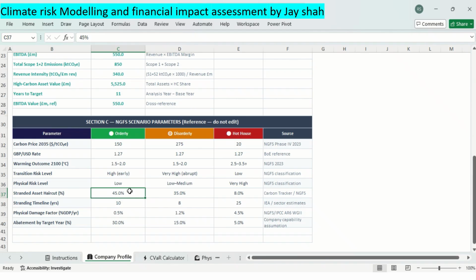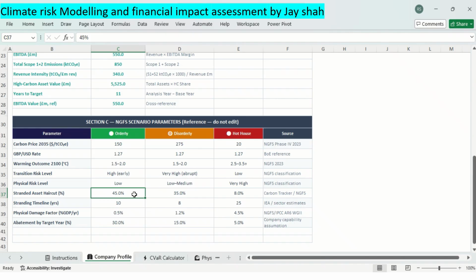Similarly, if you see the standard asset haircut in orderly, 45%, it is the fraction of high carbon asset value written down under an orderly 1.5-degree pathway, and it is very important to understand how the percentage can be defined. It is highest under orderly because the aggressive policy transition makes fossil fuel assets least economically viable, as we already calculated in the high carbon asset values. And it is important to see the reference source through the IEA Net Zero Emissions analysis. This is the IEA scenario as well, and also the Carbon Tracker of the overall world.